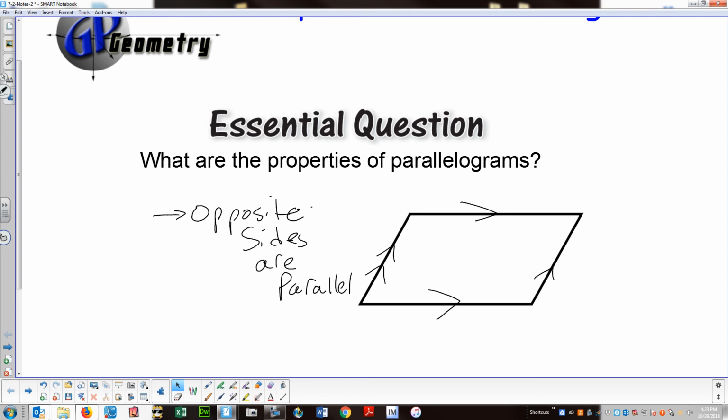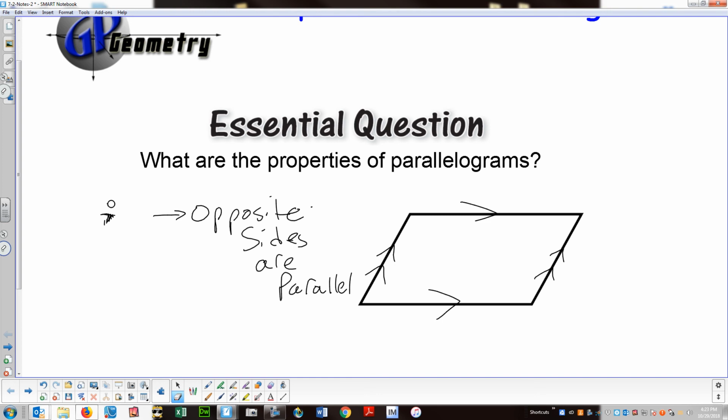And we can put double arrows like this. That means that those two sides are parallel. So the definition, opposite sides are parallel, that's what makes it a parallelogram. Okay? So we're going to have 5 important things today, and that is the first one.